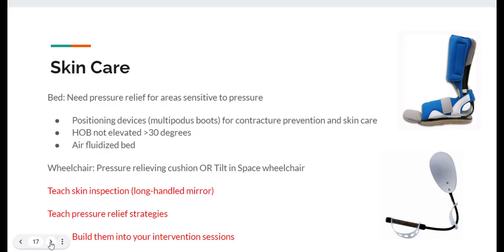Again, they're likely to have an air bed, but in the wheelchair, it's going to be part of our job to teach them pressure relief as well as skin inspection, and our OTs will probably have long-handled mirrors for us to use with that. And we're either teaching them how to do pressure relief strategies in their wheelchair and in the bed, or we are making sure that they have those devices, either an air fluidized bed or a tilt and space wheelchair that can relieve the pressure for them.